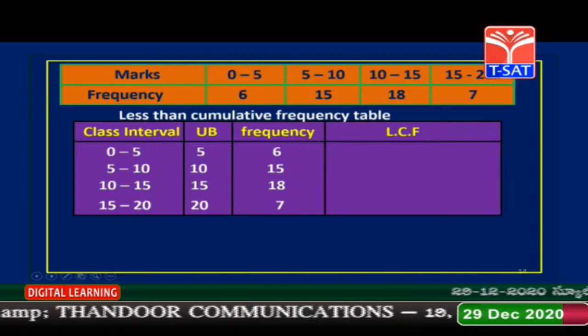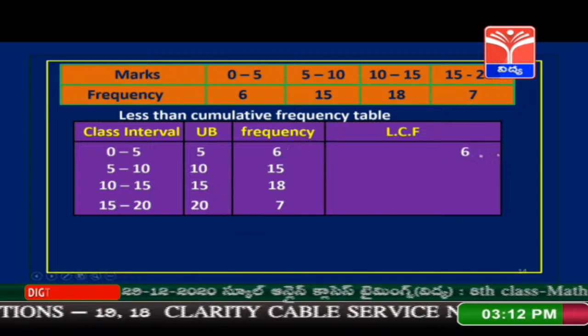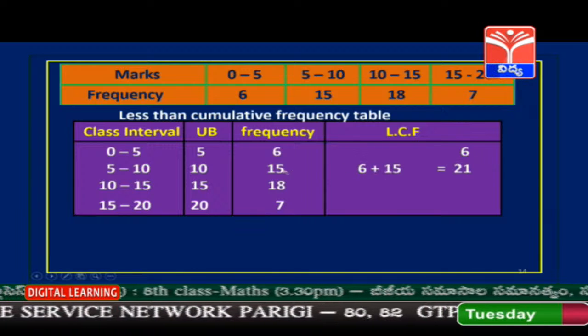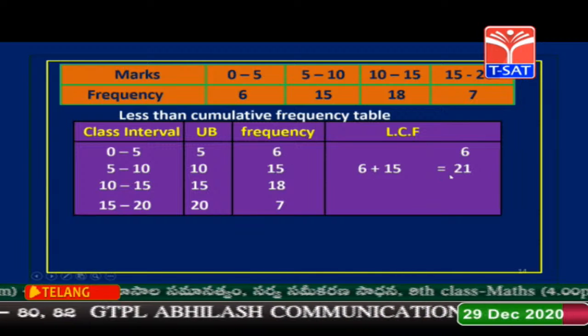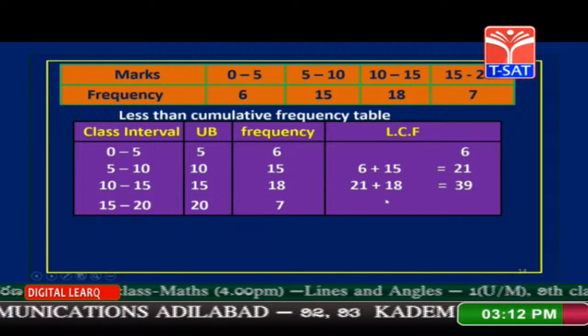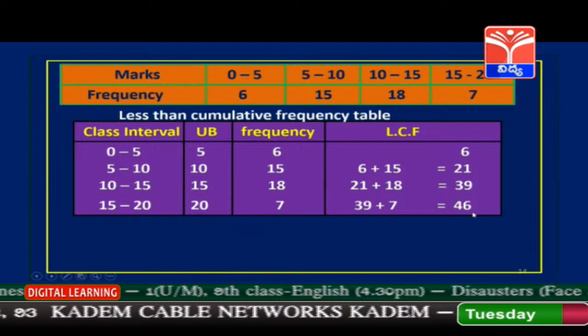Now how to find LCF? It's very simple. Take the first frequency. What is the first frequency here? Yes, it is 6. Next 6 plus next frequency. What is the next frequency? 15. 6 plus 15. Children, what is 6 plus 15? Yes, it is 21. Now 21 plus 18, which is equal to 39. 39 plus 7, which is equal to 46.